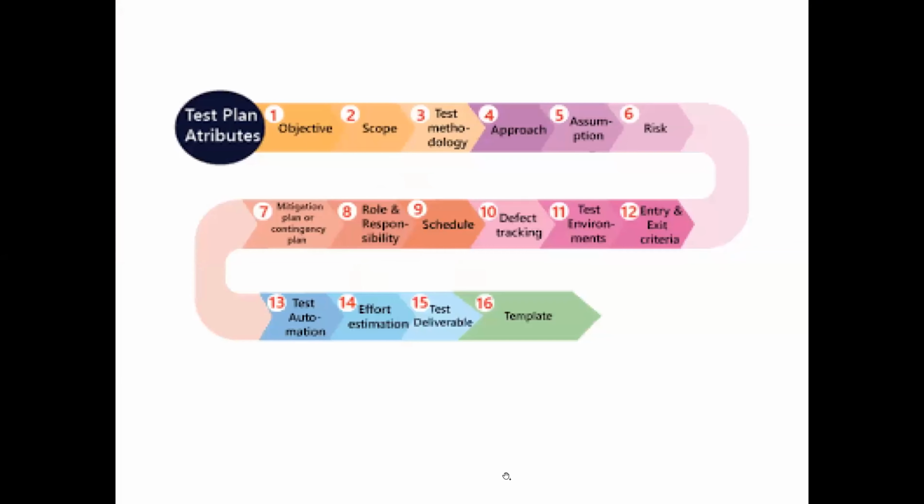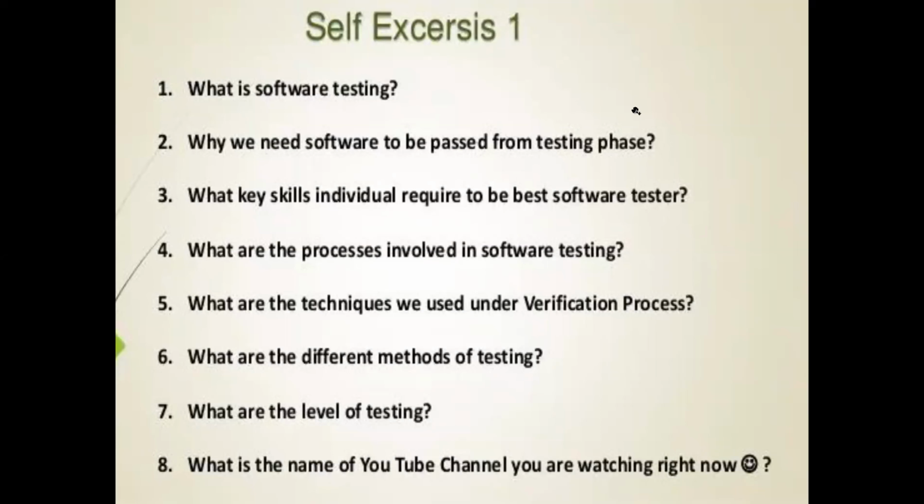The skills, the key skills an individual requires to be the best software tester. What are the processes involved in software testing? Techniques we use under the verification process, different methods of testing and levels of testing. Levels of testing we discussed already, like unit testing, integration testing, system testing. Different methods of testing like white box testing, black box testing, basis path testing, automated testing, manual testing.